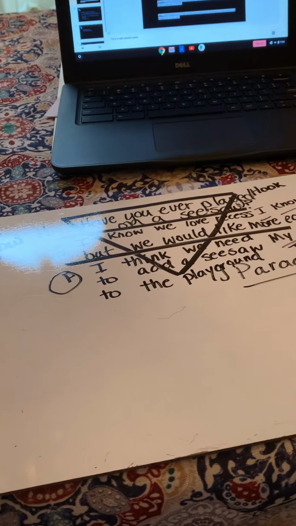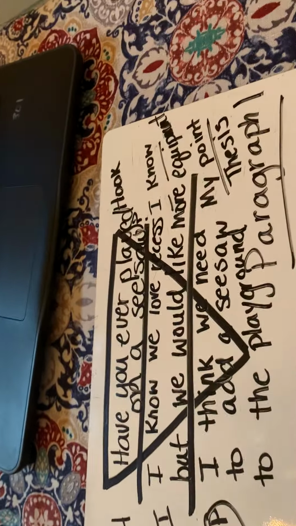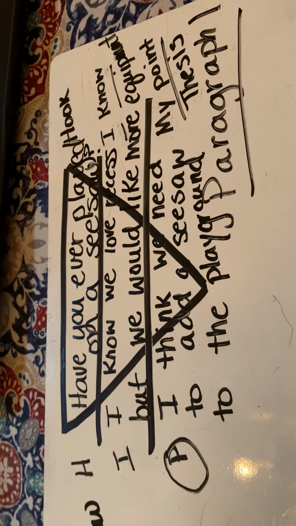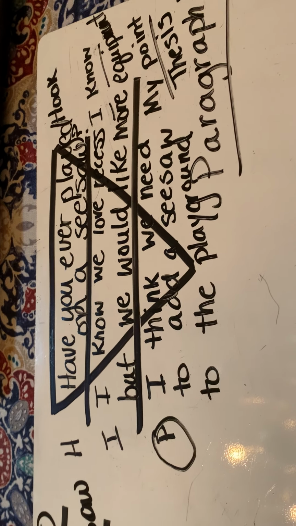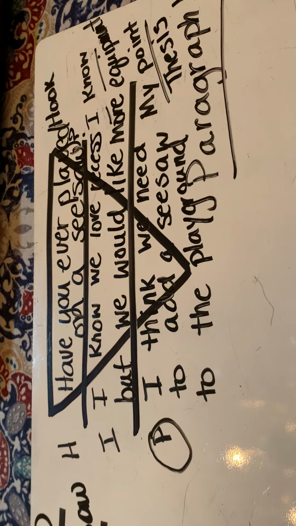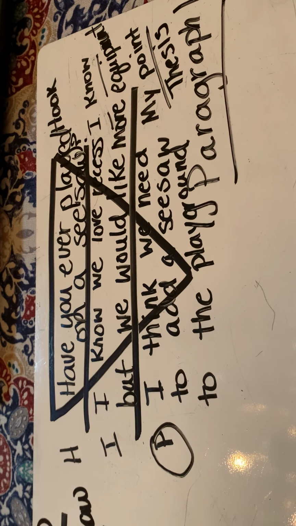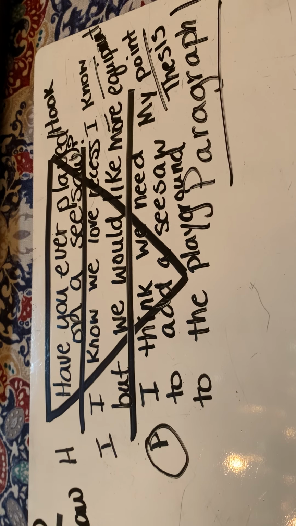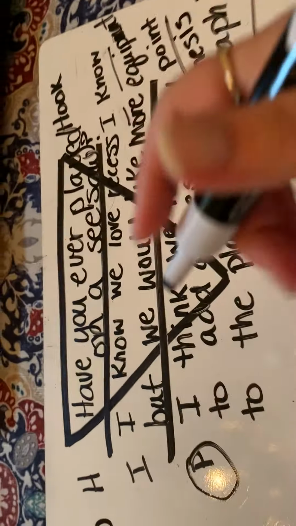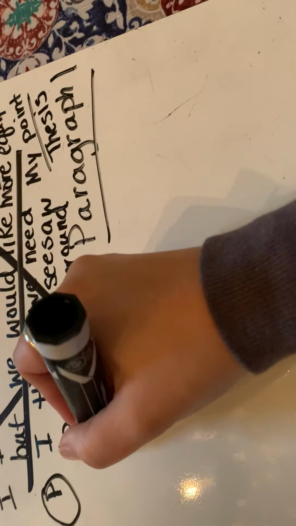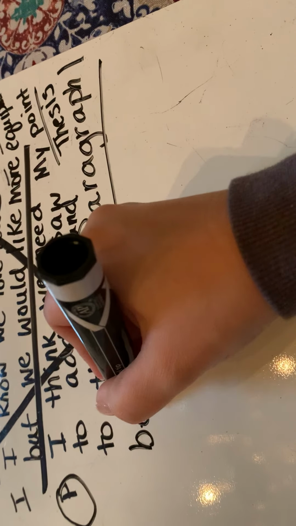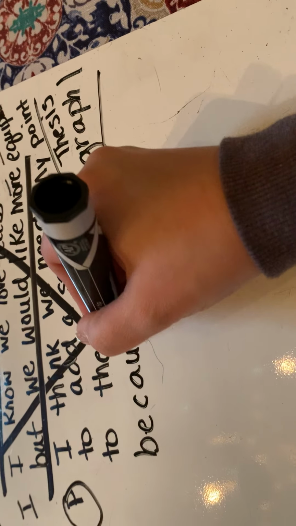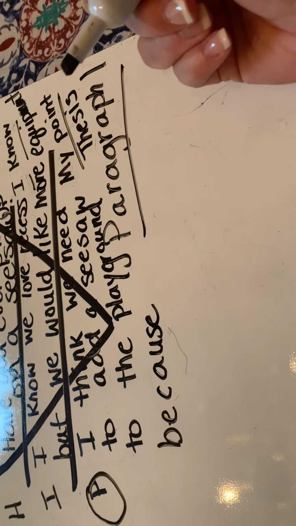And we can't just stop there. We have to list our 3 reasons, because what it does is it provides us with something called organizational structure. So this is what we have so far. Let's take a second to reread it and look at what we have so far. So have you ever played on a seesaw? I know we love recess, but we would like more equipment. I think we need to add a seesaw to the playground because, and then we think of 3 reasons.